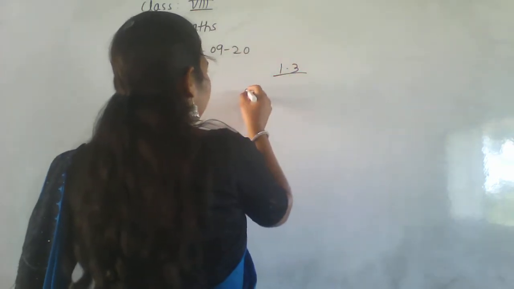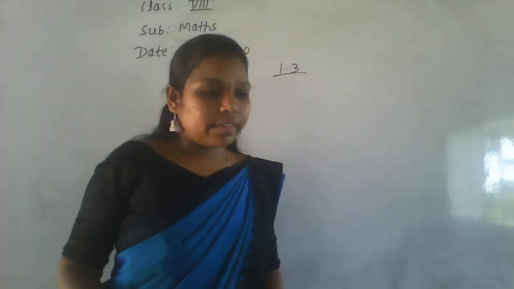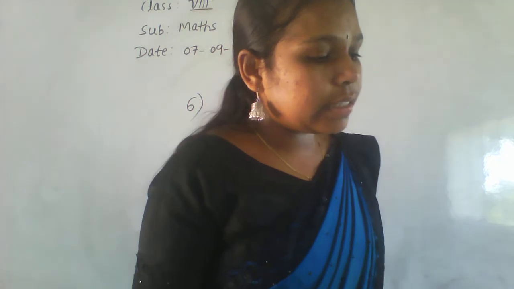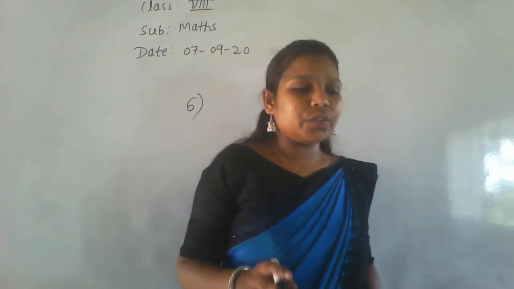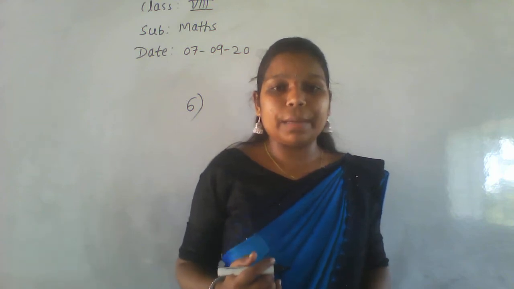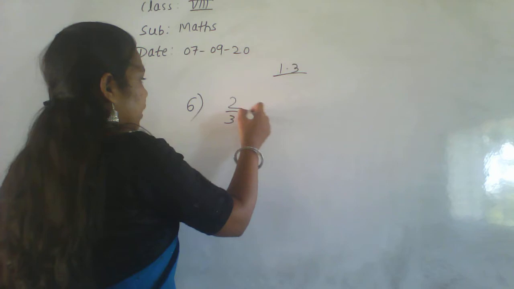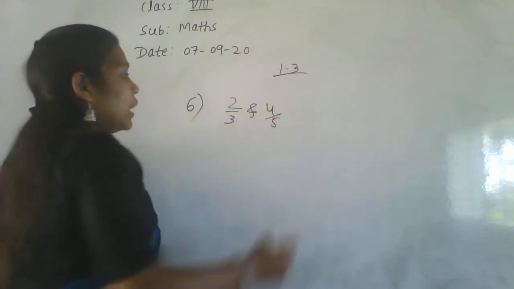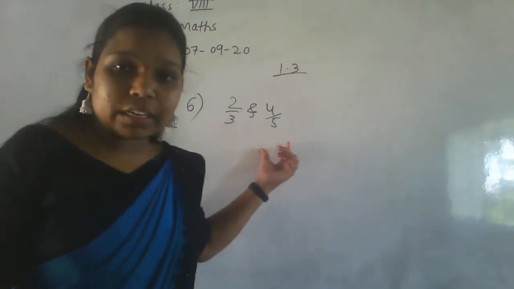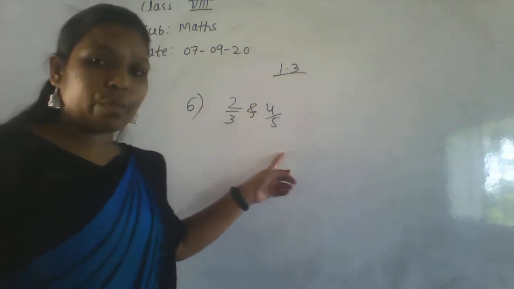Next we are going to study the sixth problem of exercise number 1.3. In the sixth problem, what is given is: find 5 rational numbers between 2 by 3 and 4 by 5. You have to find the rational numbers between these two rational numbers, 2 by 3 as well as 4 by 5.